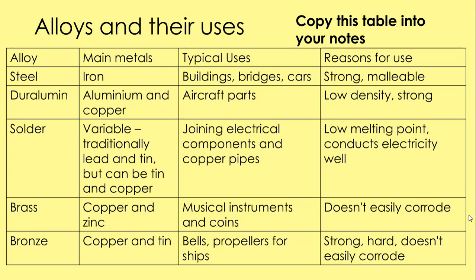If we take solder, you've probably used solder in a tech lesson to join electrical components. It can also be used in plumbing to join copper pipes. The reason we use solder for joining electrical components is because it's got a low melting point, so we don't have to put a lot of energy in to melt it. And also it conducts electricity well.